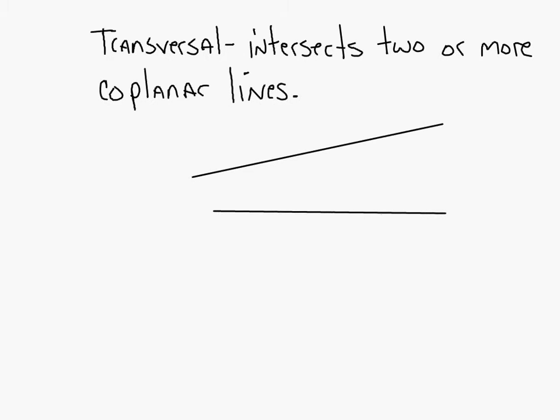See this vertical line? If I called it T, and let's say these are M, N, and O. T is a transversal. It intersects two or more coplanar lines. Any questions?